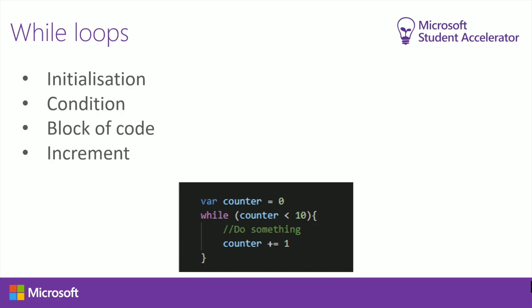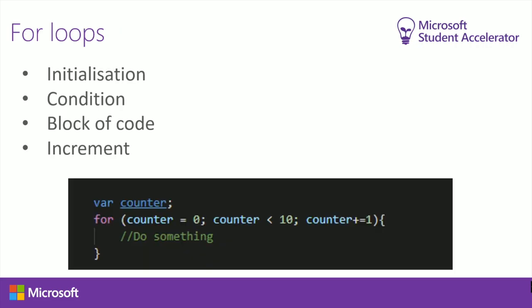We require a terminating condition, or the program will not know when to stop the loop and it will run on forever. So in our example, our terminating condition is the counter variable must be less than 10, or the while loop will stop. Similarly, we need an increment because if the counter value does not increase, it will always stay at 0 and the block of code will run forever.